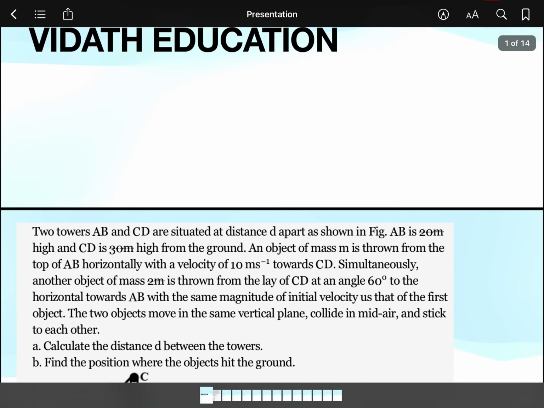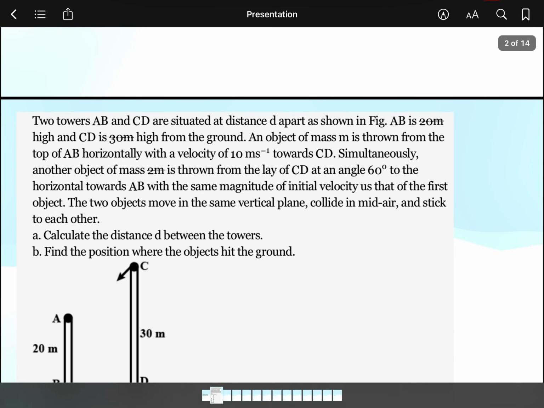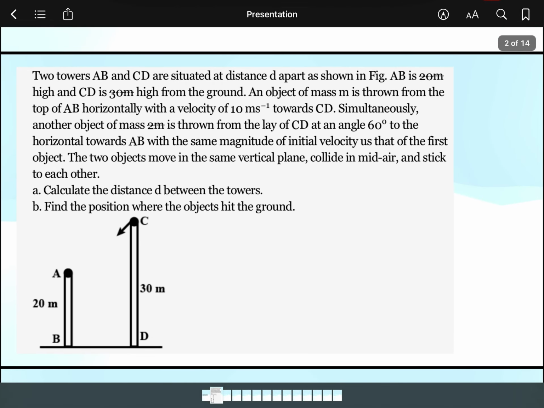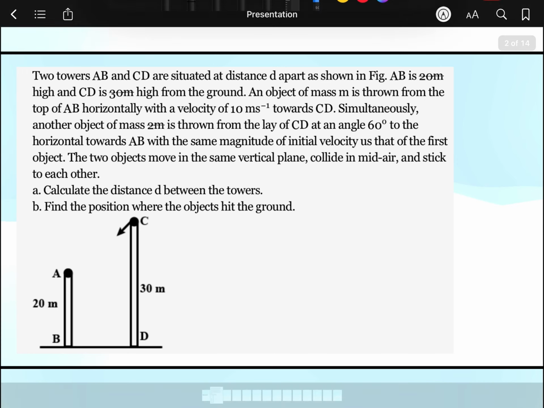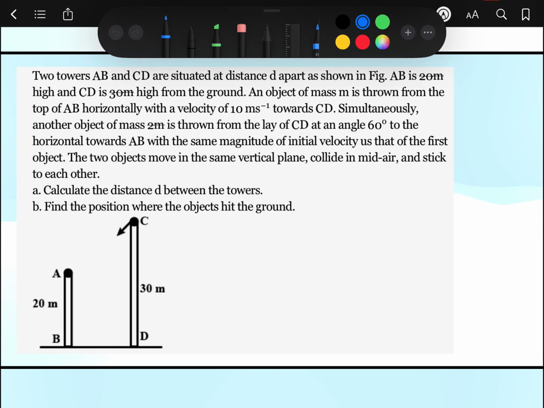So this is a question from the projectile chapter. The question is from IIT JEE PYQ, JEE Advanced 1994. It is a subjective question.